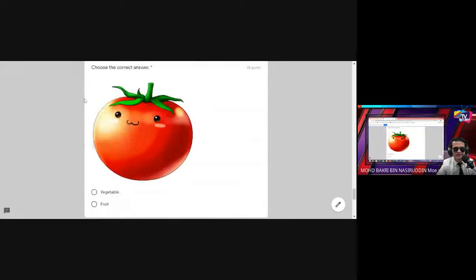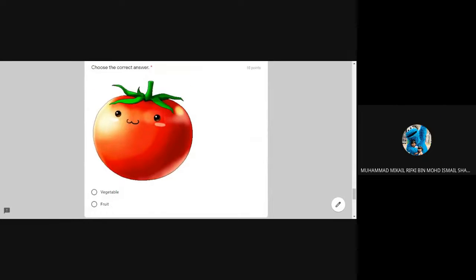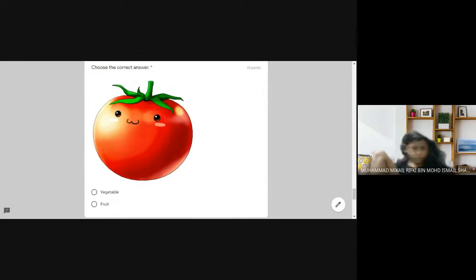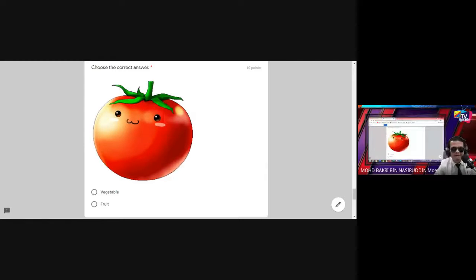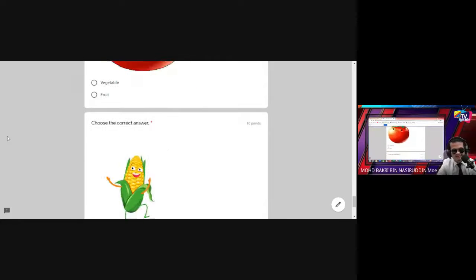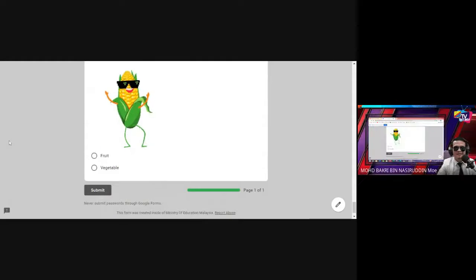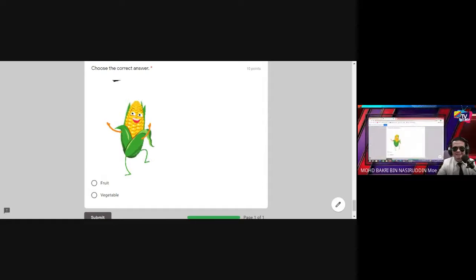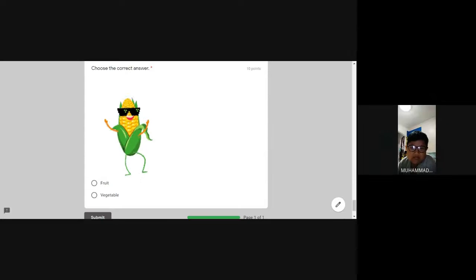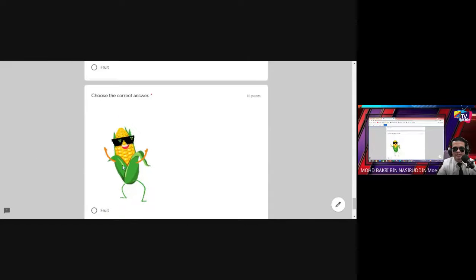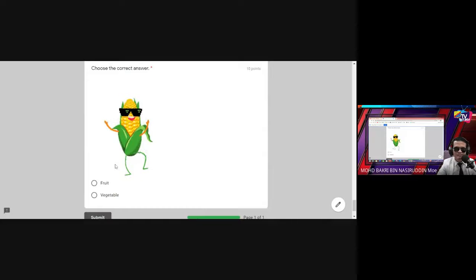Now this one is tomatoes. Vegetable or fruit? Okay, vegetable. Tomato, right? Now the last one. Corn. Siapa tahu? Who knows this? Very good, everyone. So this one is vegetable. Corn is vegetable.